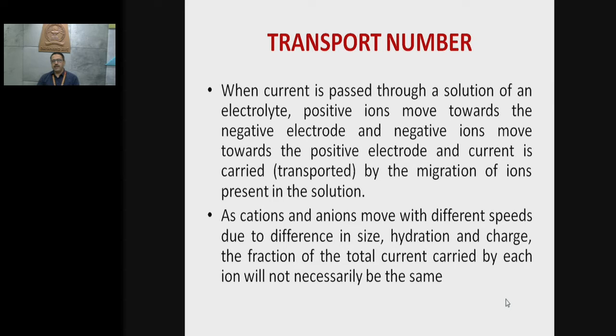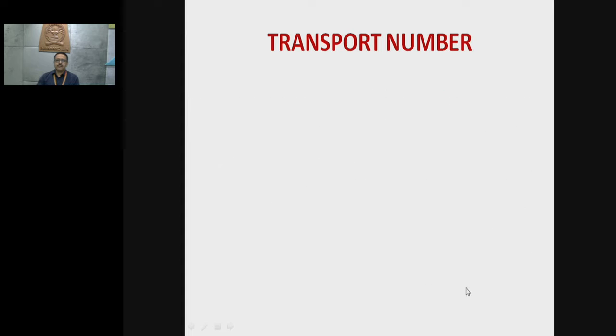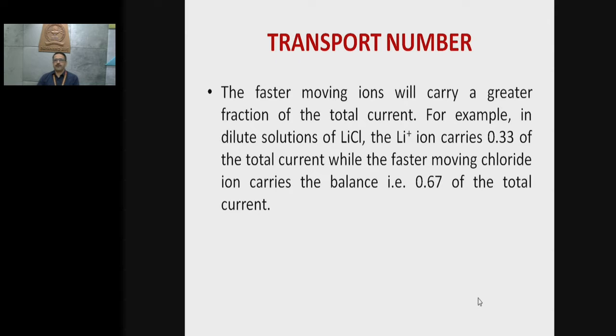As cations and anions move with different speeds due to differences in their size, hydration number and charge, the fraction of the total current carried by each ion will not necessarily be the same. Because the charge and size of the ions are different, they will carry different fractions of current. It is always true that the faster moving ions will carry a greater fraction of total current, while the slower moving ions will carry a lesser amount of current.